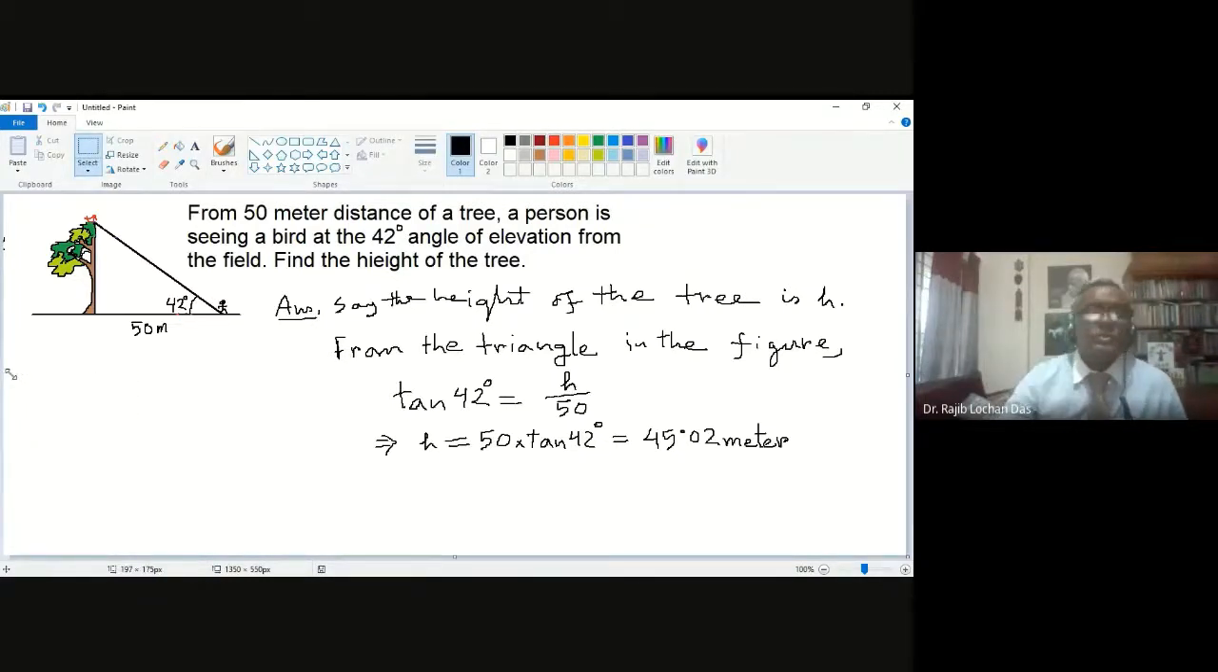So the calculation is not very hard. It is very easy and simple, but you have to understand what the triangle is, which angle is given, which side is given. If you understand the situation, then the calculation is very, very simple. There is nothing critical. Is that okay?